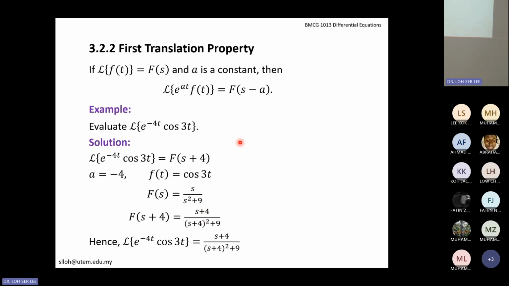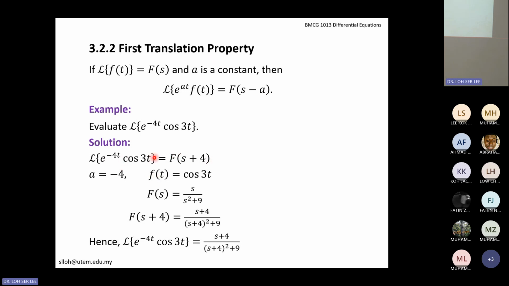So I repeat, when you need to Laplace transform a product function, and one of the functions is an exponential function, e^(at), then we use the first translation property. First we identify the value of a, and then we substitute here. This is your first step. Identify the a and substitute a into here, -4. So s minus -4, you get s plus 4. Write this out first.